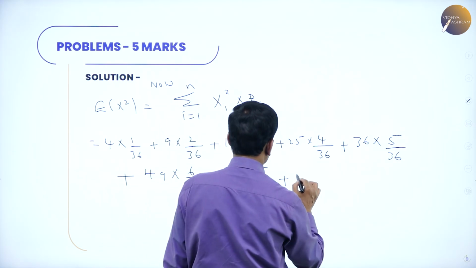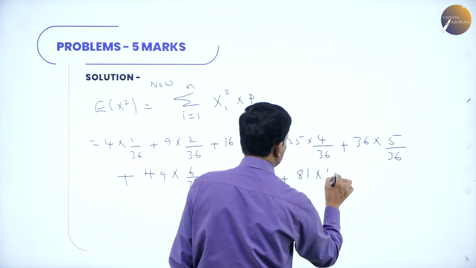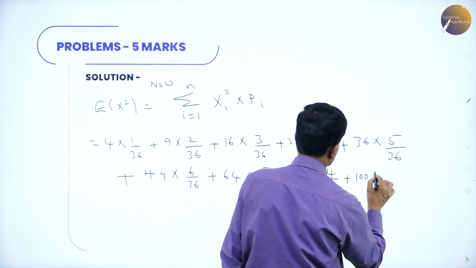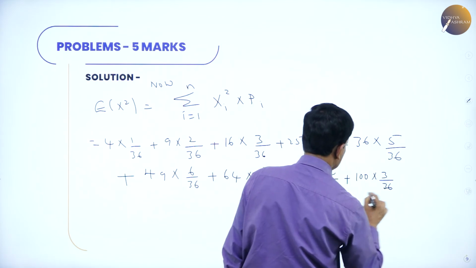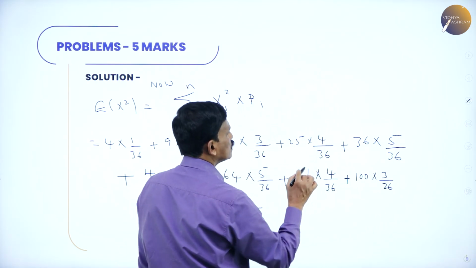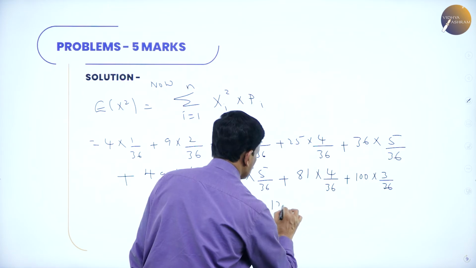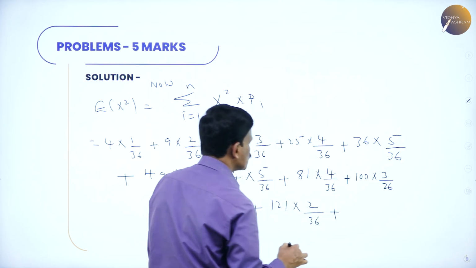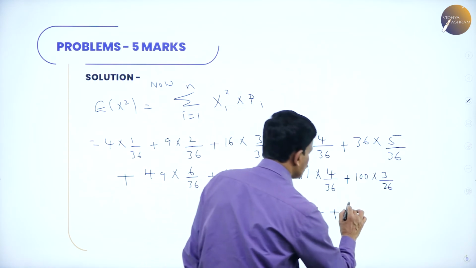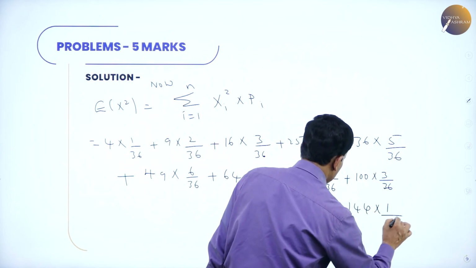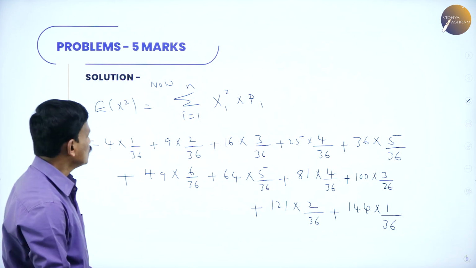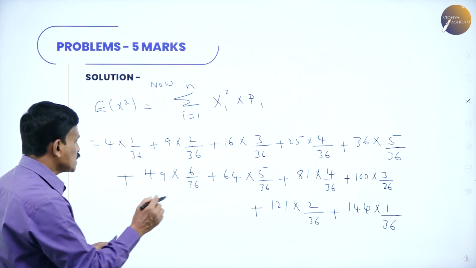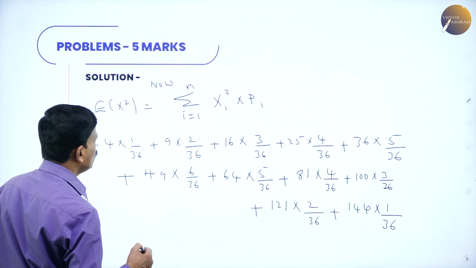9 square, 9 nines are 81 into 4 by 36, plus 10 square is 100 into 3 by 36, plus 11 square 121 into 2 by 36, plus the last one, 12 square 144 into 1 divided by 36. Okay, this is the value of xi square into pi. Now just add, take LCM and simplify.